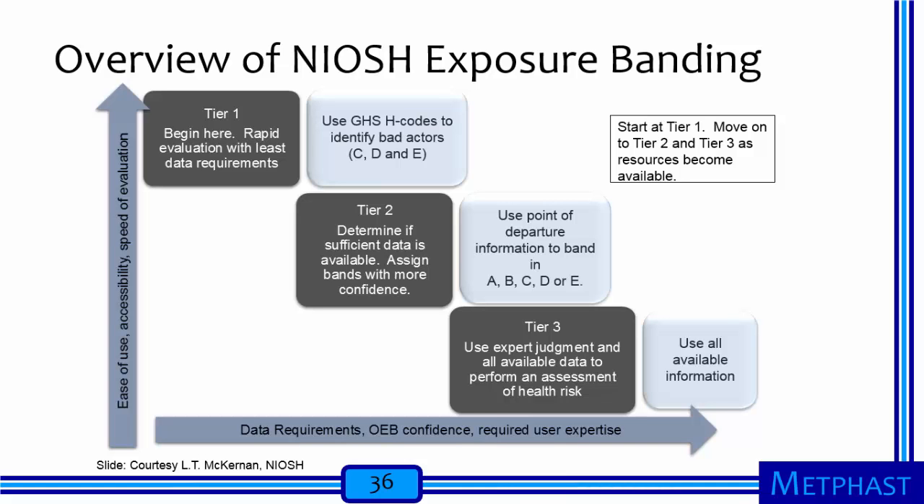We use the GHS H codes or hazard codes to identify bad actors that are in categories C, D, and E. In Tier 2, we determine if sufficient data are available to assign bands with more confidence. Tier 3 is a more complex approach requiring more toxicity information, and it uses expert judgment and all available data to perform an assessment of health risk. We start at Tier 1 and then move on to Tier 2 and 3 as resources become available. This and some of the other slides in this presentation are courtesy of Dr. L.T. McKernan of NIOSH.